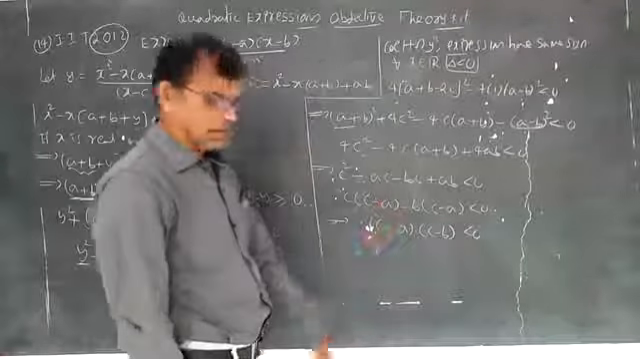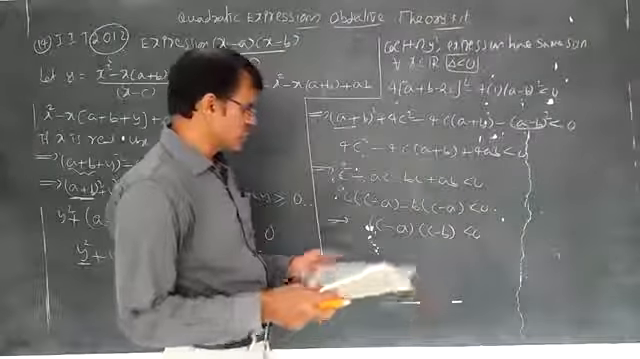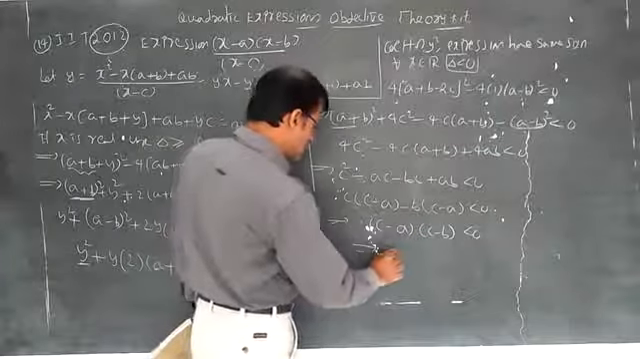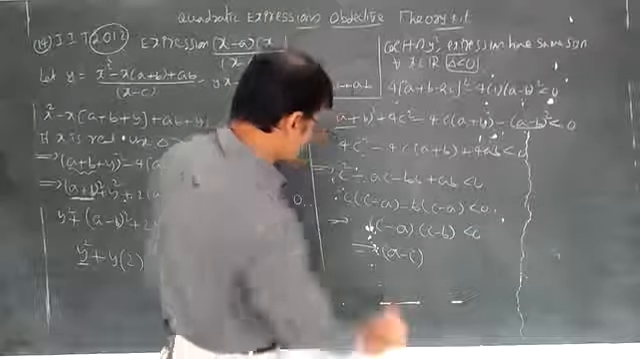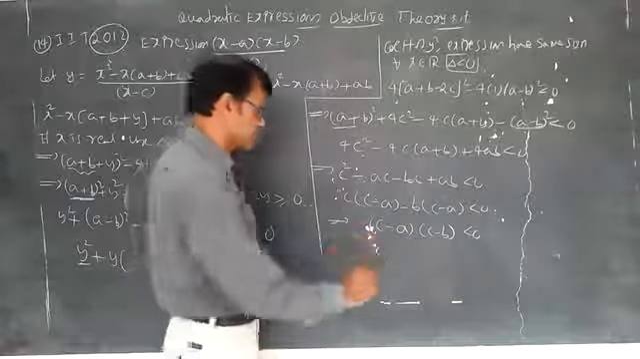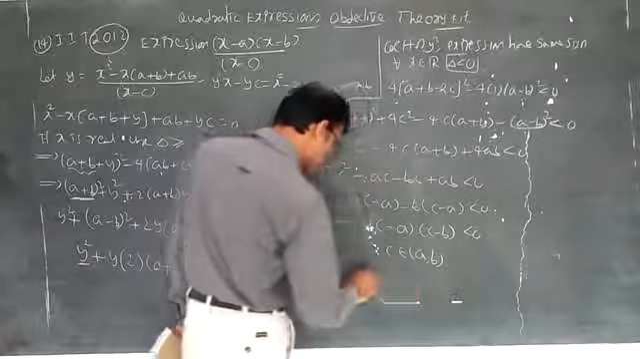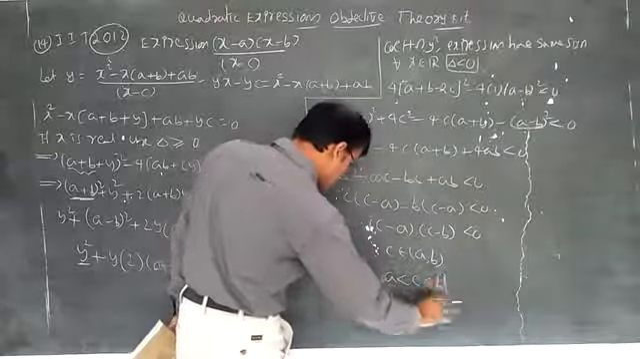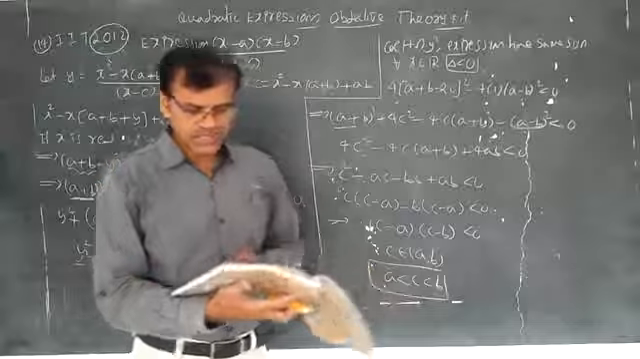Whenever the condition is not given, you should calculate it yourself. So here, x minus alpha into x minus beta less than 0 means x belongs to (alpha, beta). So c belongs to (a, b). That means the value c lies between a and b, which is the correct answer: a less than c less than b.